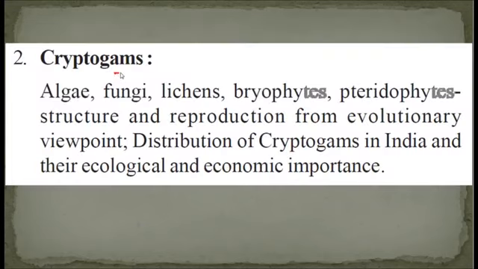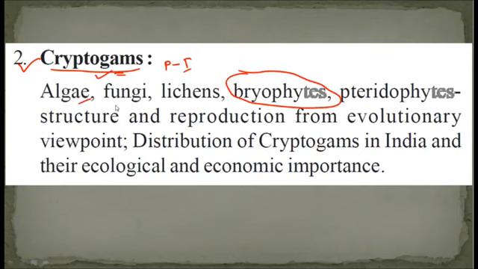In our syllabus, they have mentioned in paper 1, chapter number 2, the cryptogams. We have all the cryptogams, that is the algae, fungi, lichen, bryophytes, and the pteridophytes, their structure, reproduction from the evolutionary point of view, their distribution in India, and their ecological and economic importance. But sometimes they also ask how bryophytes resemble the pteridophytes, or how pteridophytes differ from the bryophytes. So we have to cover this topic from every point of view, and that is why this video has been created.